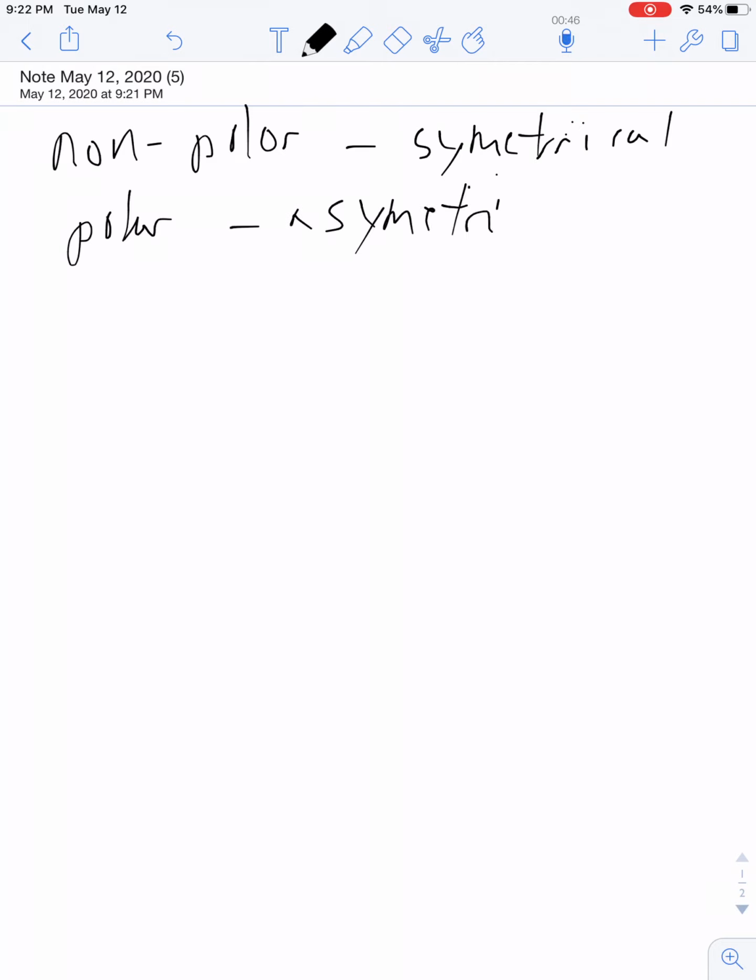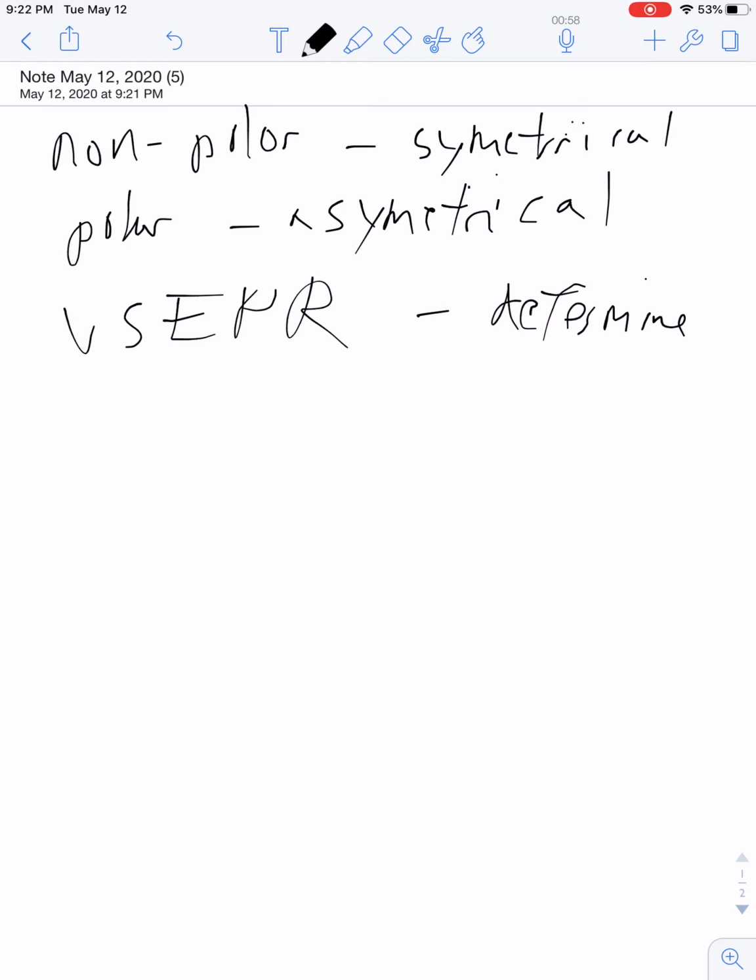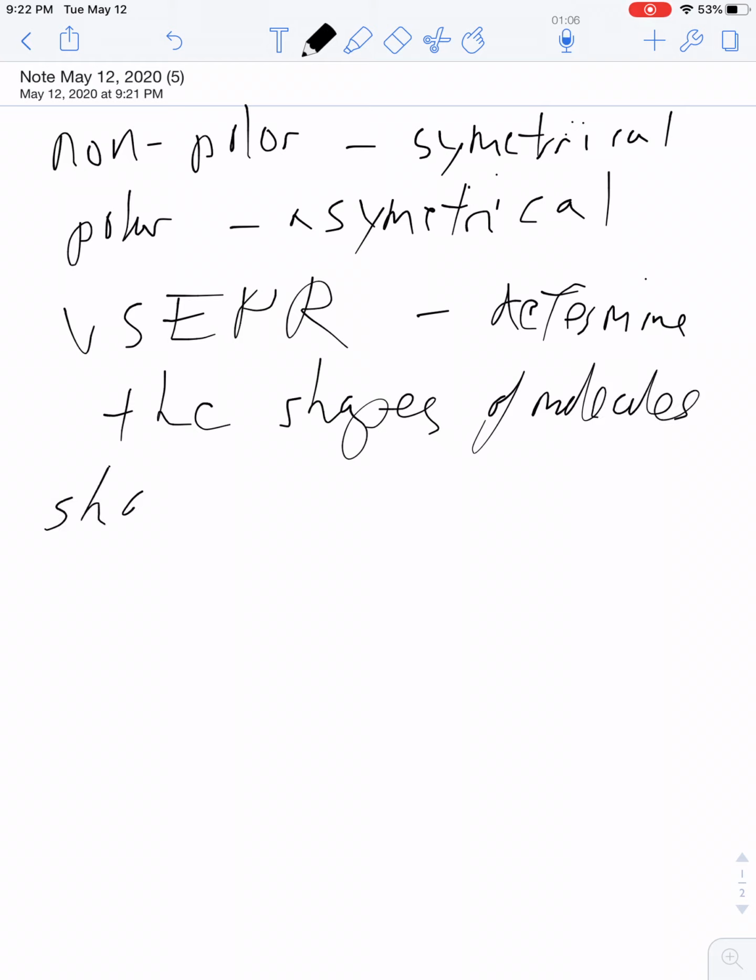Okay, so we'll get to that at the end, but I just thought I'd give you the two definitions in the beginning. So VSEPR theory helps us determine the shapes of molecules. And the reason why we are so concerned about the shapes of molecules is because the shape of a molecule determines its behavior.